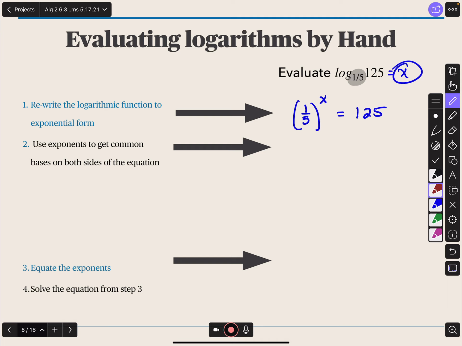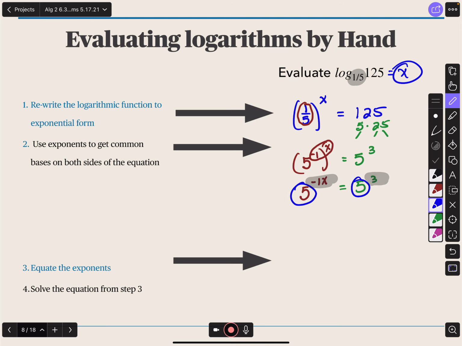This time I'm going to get a little bit clever with it, okay? I don't like dealing with fractions, so I'm going to write that 1/5, we just had a problem like that, to the negative 1 power. And so my left side becomes 5 to the power to a power, so we multiply: negative 1 times x. On the right-hand side, I'm going to mess with that one a little bit. I know 125 is divisible by 5 times 25, so it's 5 times 5 times 5, or 5 cubed. And see, now both the left and the right side have bases of 5, so I can equate my exponents. Equate the exponents just means set them equal to each other.